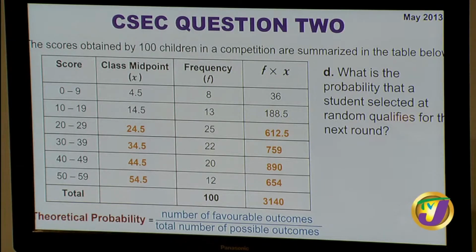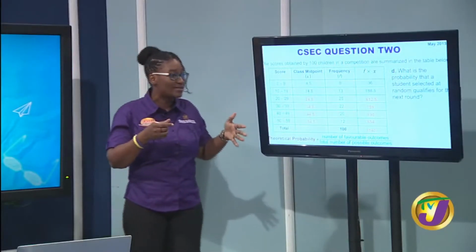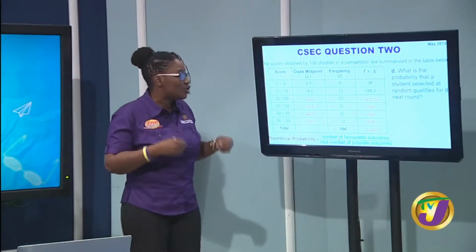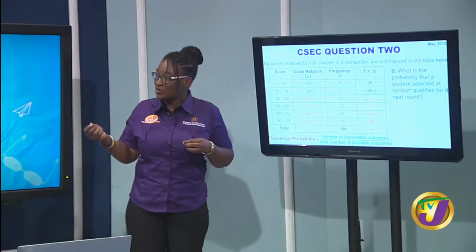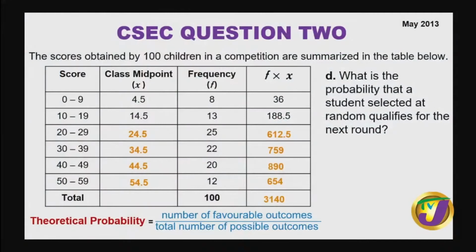Right, because we haven't actually picked the students or done any experiment, yes? So we're looking at the theoretical probability. We need to know the number of favorable outcomes, and that needs to be divided by the total number of possible outcomes. So you might be wondering, favorable outcome? Possible outcome?